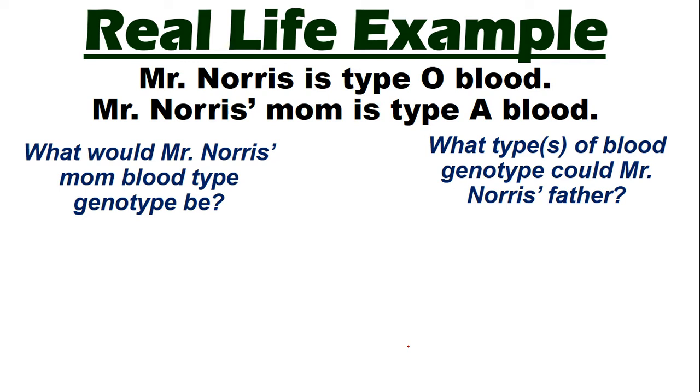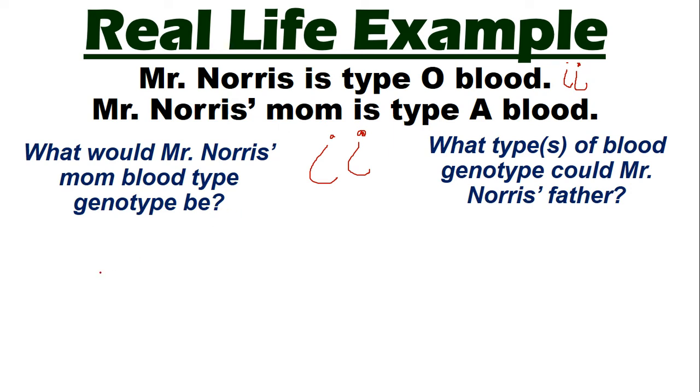All right, Mr. Norris is type O blood, kind of like what we said. So what is O blood's genotype? That's little i, little i. So I'm going to write that big right here so we can look at it, because we're going to have to see it a lot. And Mr. Norris's mom is type A blood. So the first question I have is, what would Mr. Norris's mom's blood type genotype be?